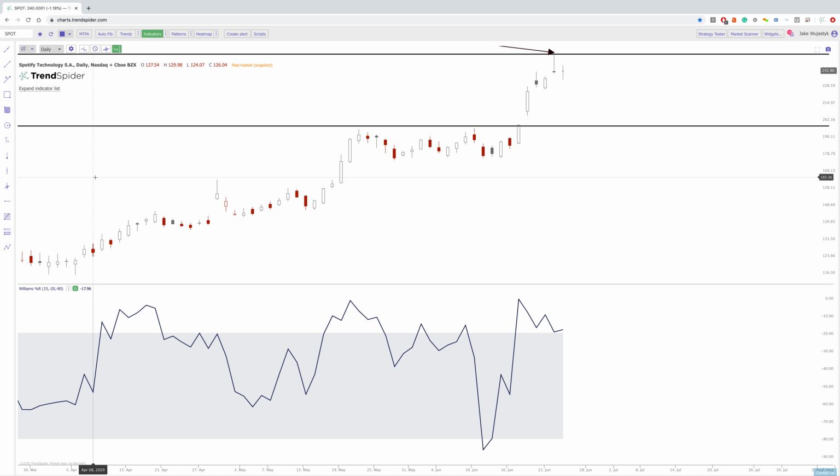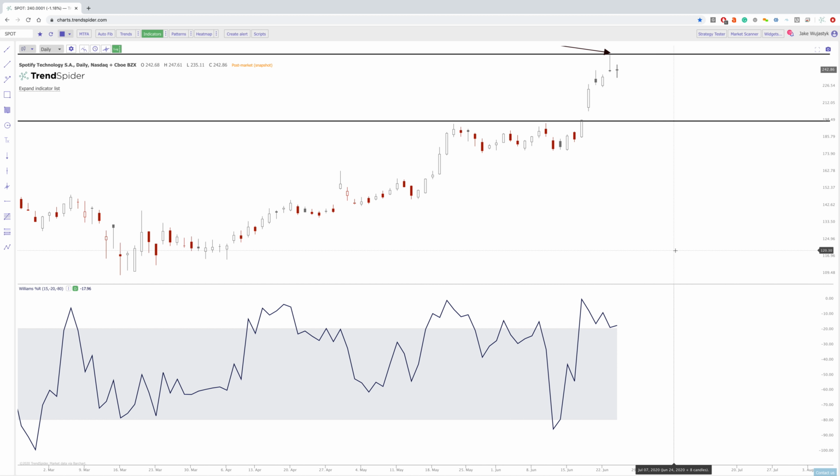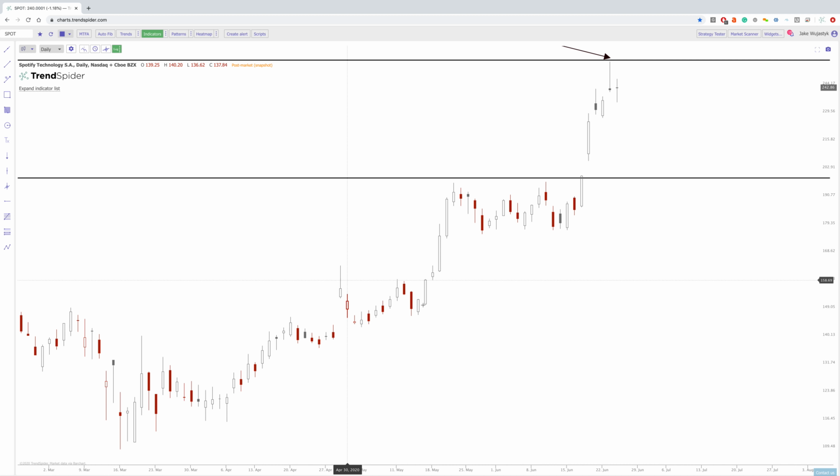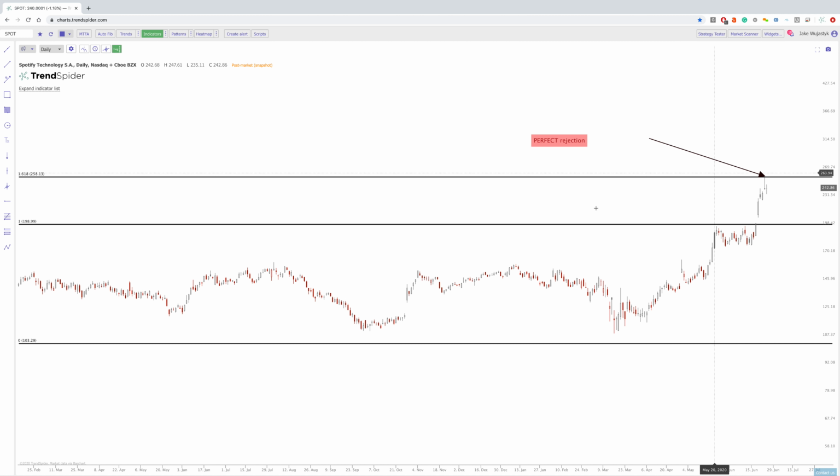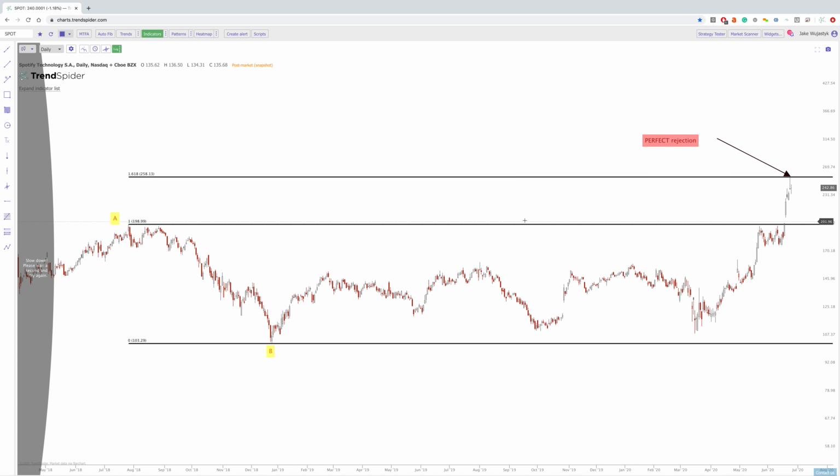Not really, there's no divergence here. That's not why I brought it up. The reason I brought it up was because look at this fib. I was shocked when I saw this.